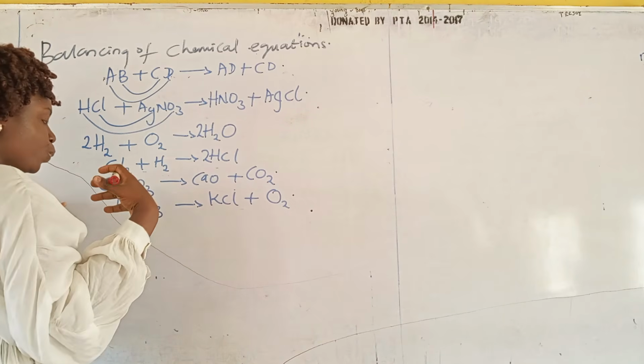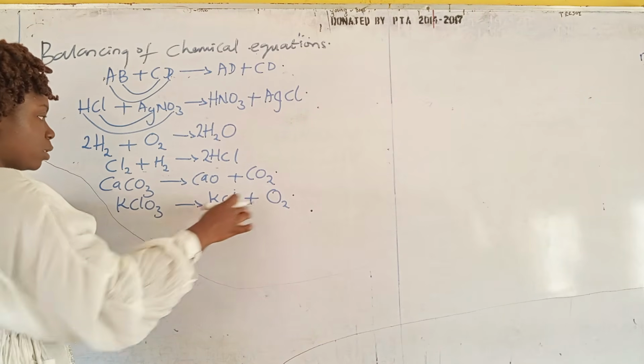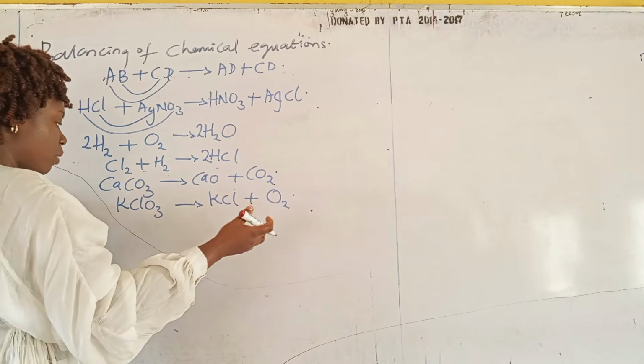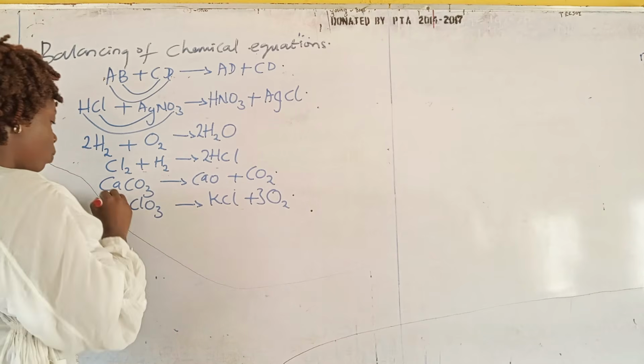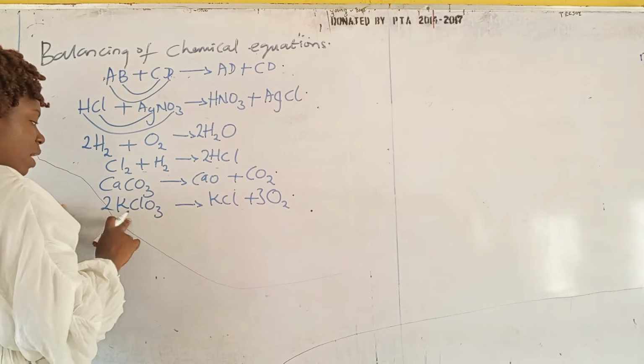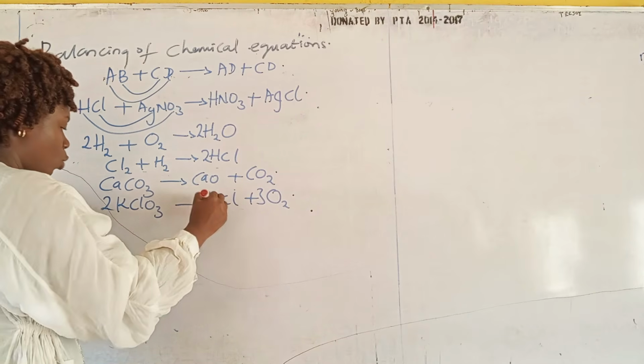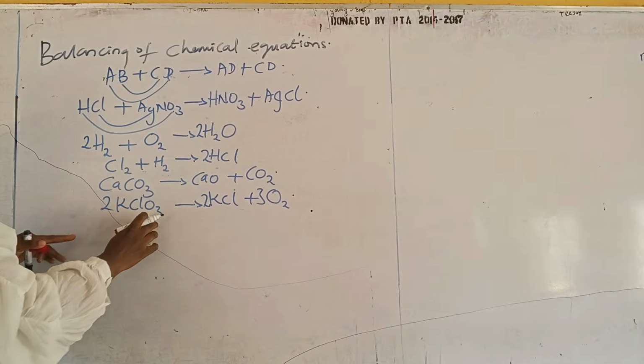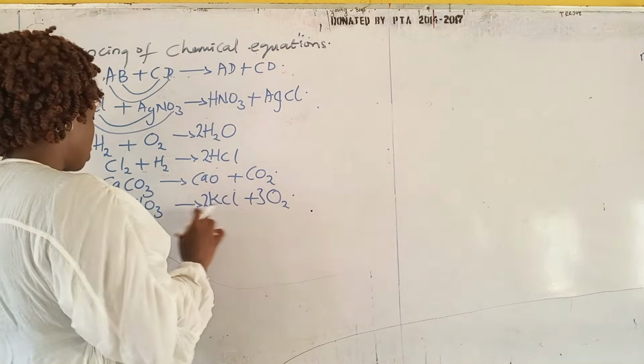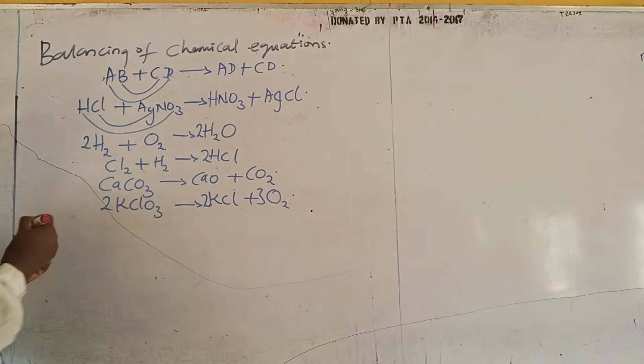So I will do 3 times 2 will give me 6, and 2 times 3 will give me 6. So I'm going to put 3 here, and I'll put 2 here. And this 2 affects everything in front. So I'm going to put another 2 here. So my oxygen here is 2 times 3 is 6. 3 times 2 is also 6. And every other thing here is 2, and it's 2 here. So it's balanced as well.